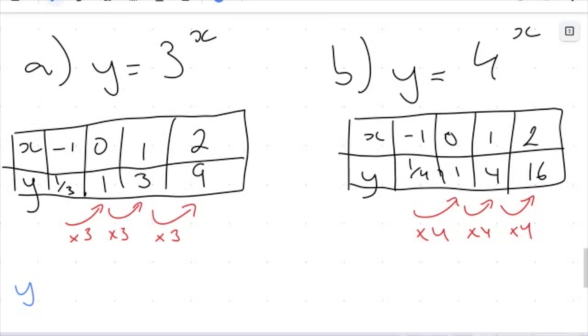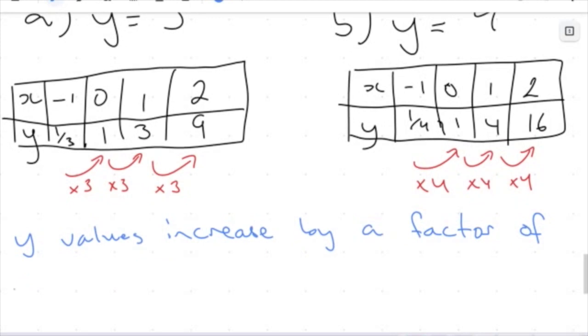The y values increase by a factor of the base number in the exponential equation.